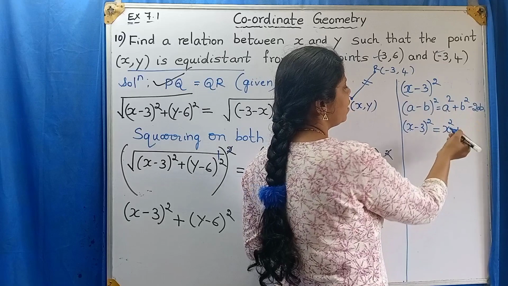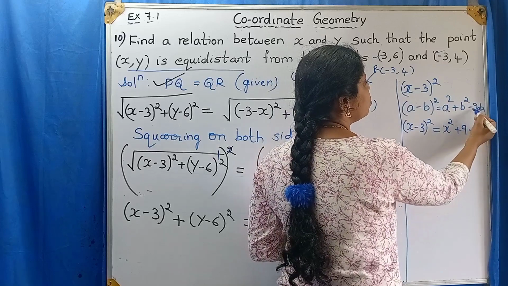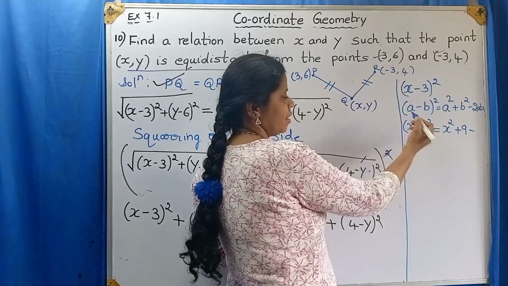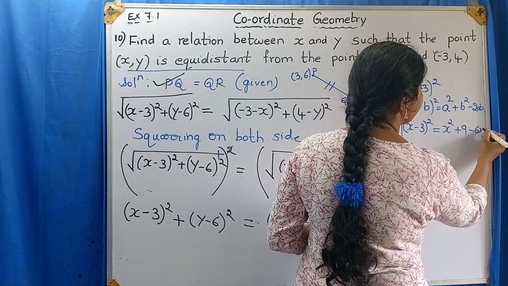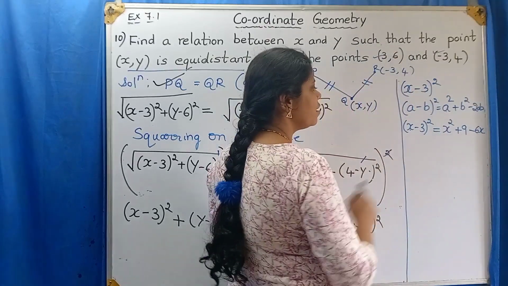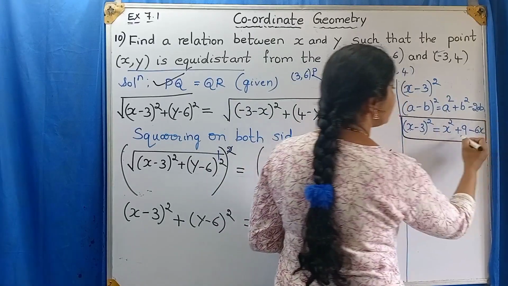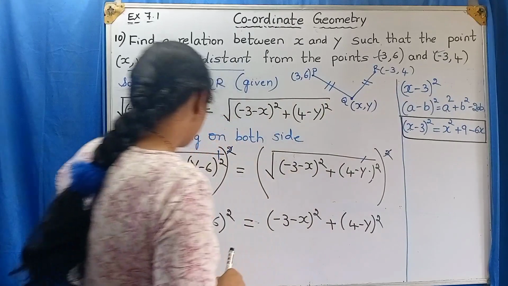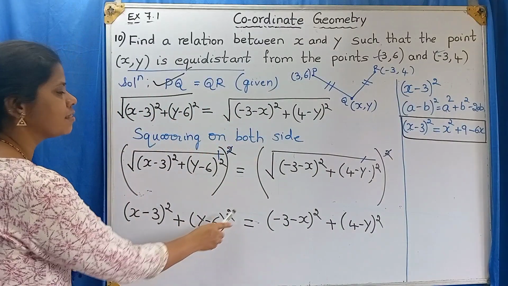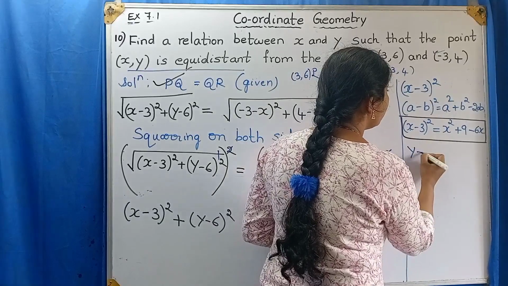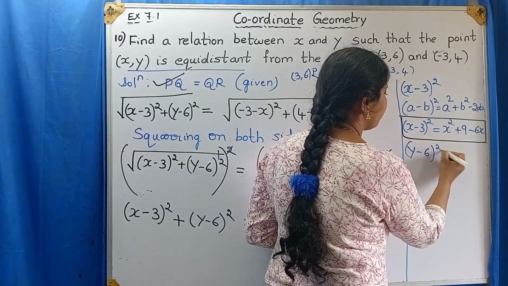3 the square, that is 9, minus 2 into a into b means 2 into x into 3, that is 6x, isn't it? x minus 3 the whole square, we can write it as x square plus 9 minus 6x. Now look at this. y minus 6 the whole square. This is also in the form of a minus b the whole square.